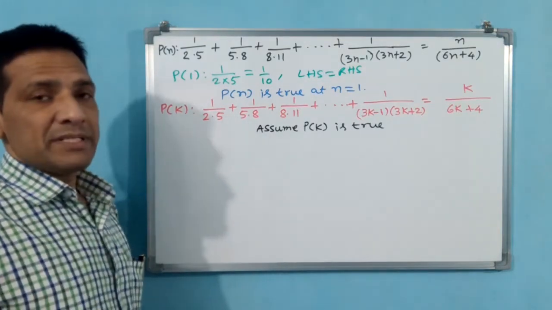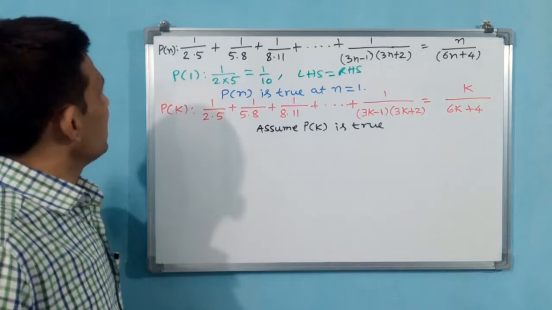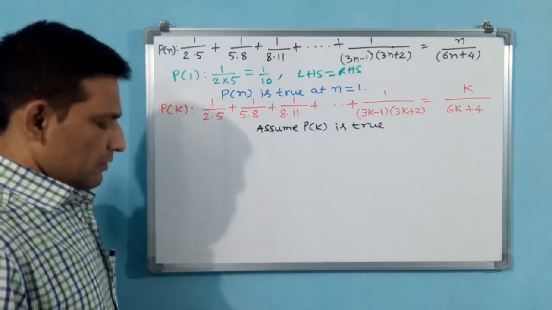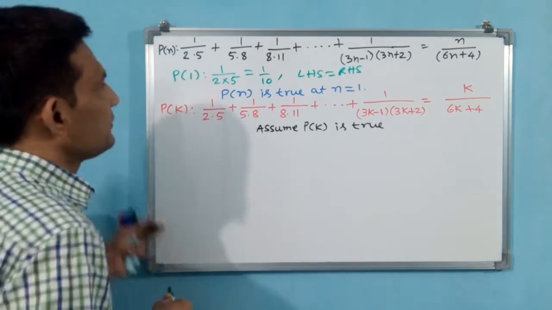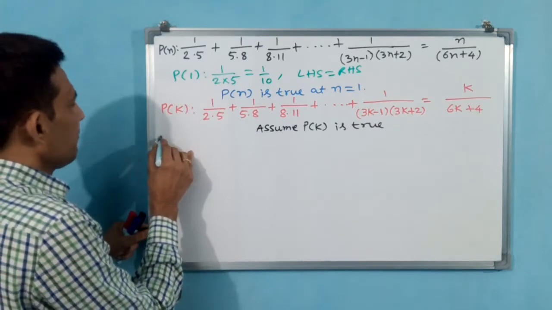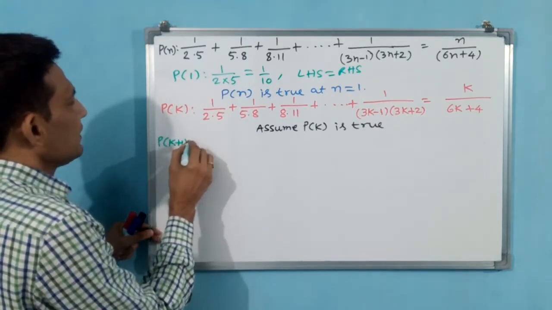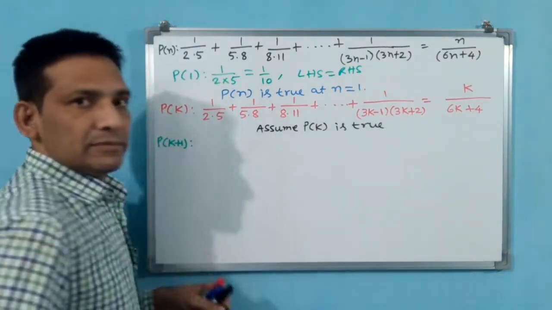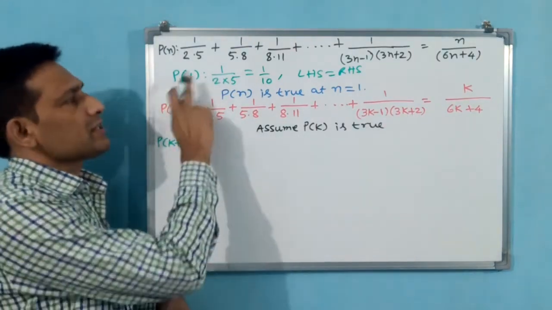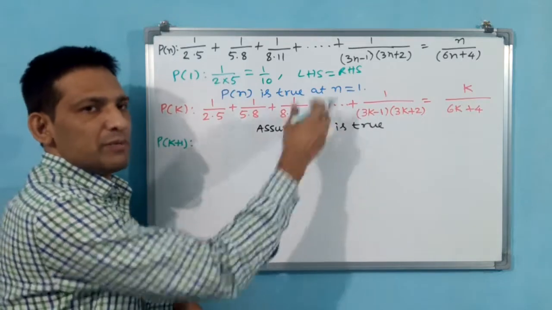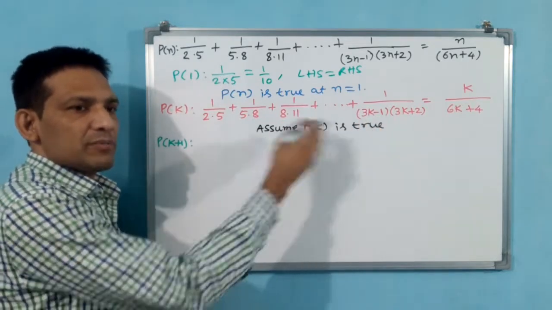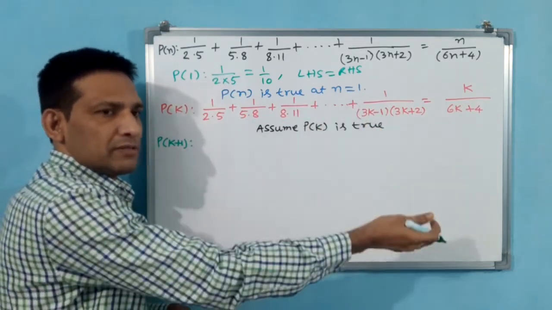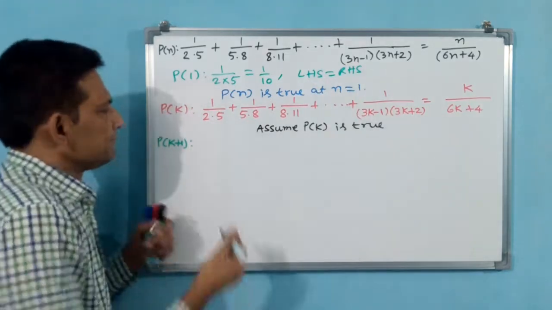Further, next step is P of k plus 1. We have to write P of k plus 1 also. How to write? You write up to k plus 1. 1 means up to 1, 2 means up to 2, 3 means up to 3, k means up to k, so k plus 1 means up to k plus 1. Okay, write down.